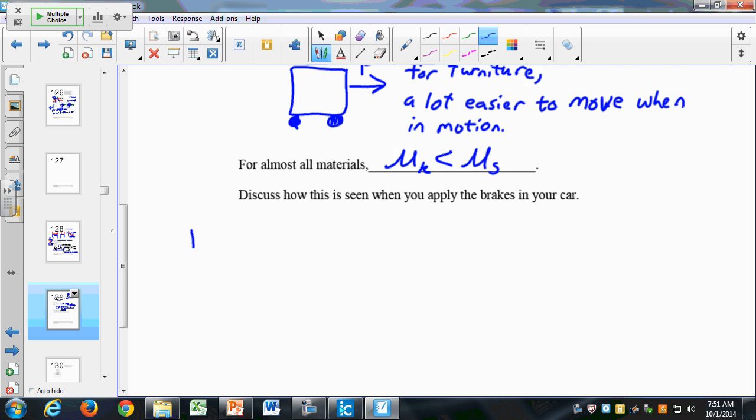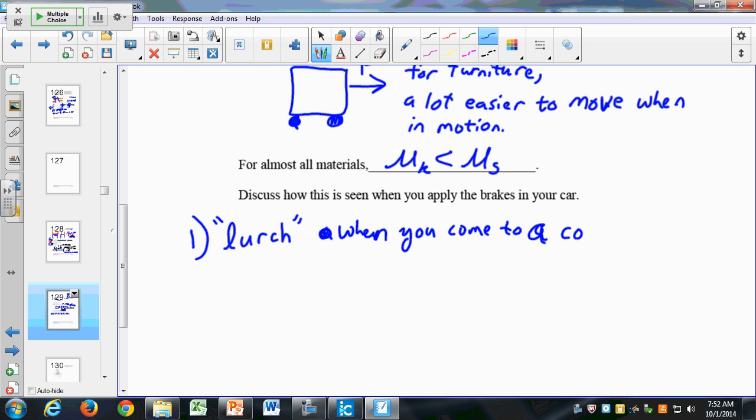So a couple of things here. One is that "lurch" that you feel at a complete stop. I don't know, is lurch a word? I'm just going to put it in quotes, and then it can be a word, right? So a lurch when you come to a complete stop. That's an A. And this is due to the transition going from mu k, the kinetic friction, to mu s. Because there's a discontinuity between those two, you feel that sort of lurch forward.